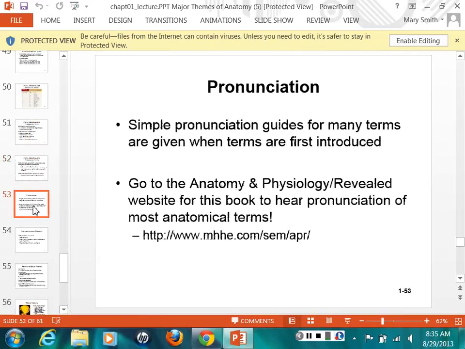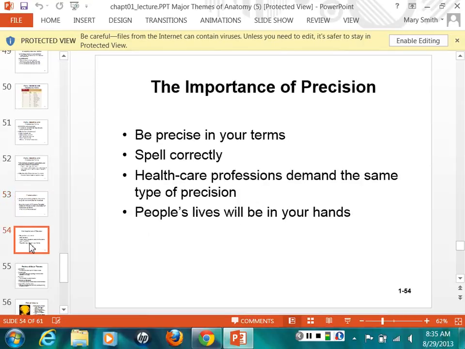Pronunciation. Like I said, students say, how do you pronounce that word? I can't pronounce it. You go right here, it'll pronounce it for you. This is in your PowerPoint. Simple pronunciation guides for many terms are given when terms are first what? Introduced. So a lot of, like I said, because these terms are Greek and Latin, they can be a little bit difficult to pronounce. It can be difficult to spell too, guys. But, you know, one thing I will say, you definitely got to be on par with your spelling. You're going to have to work on that spelling in here, okay? So visit this website for your pronunciation and precision.